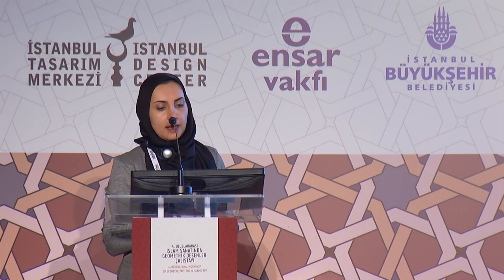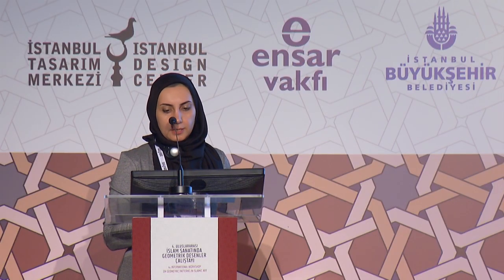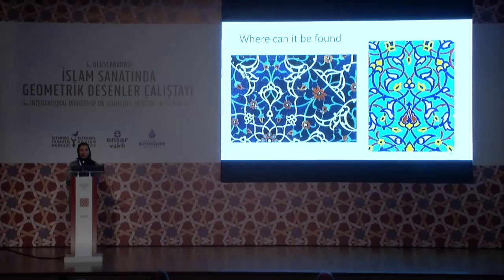This is another example. The yellow lines show the Archimedean spiral, with sprouts, flowers and leaves sticking out. And these are the Mu'arraq tiles. In the previous IDC workshop, we made 4 panels of Mu'arraq tile.